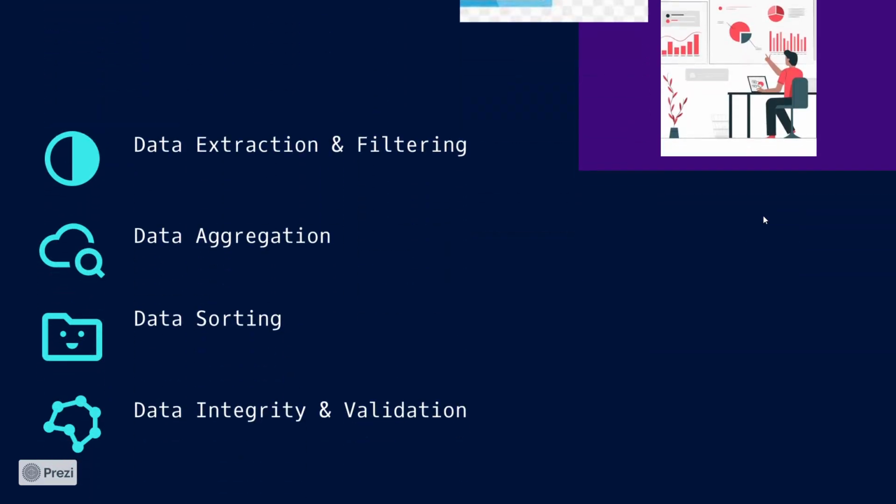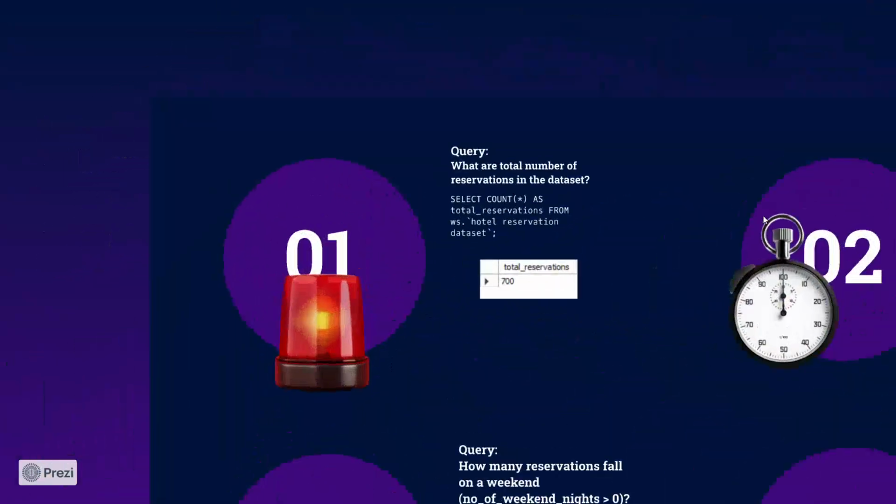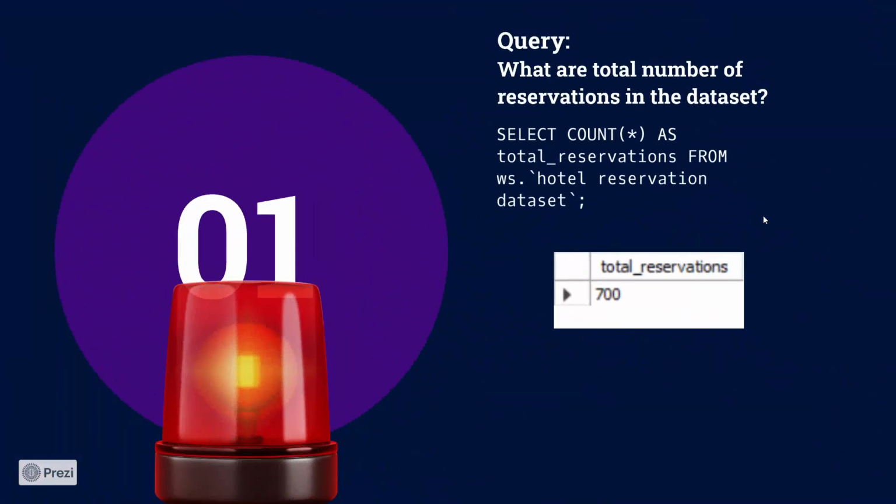The concepts I experienced during this hotel reservation analysis were data extraction and filtering, data aggregation, data sorting, and data integrity and validation. Starting off with our first query: what is the total number of reservations in the dataset? I applied this query where I selected the count of all the columns in this dataset, which is 700.